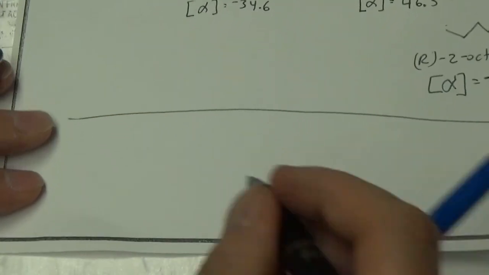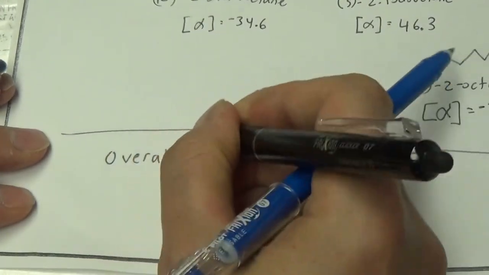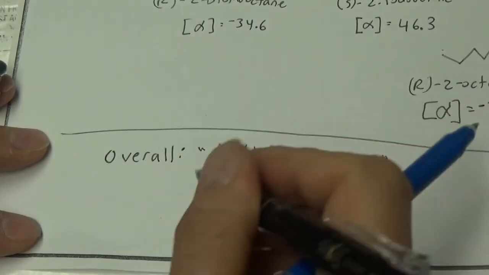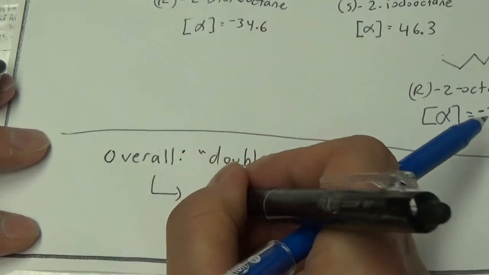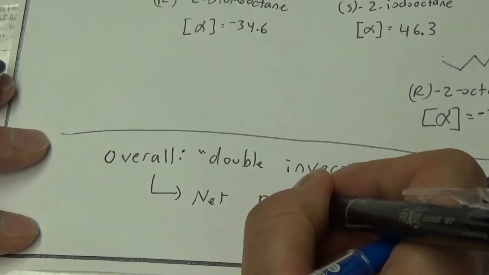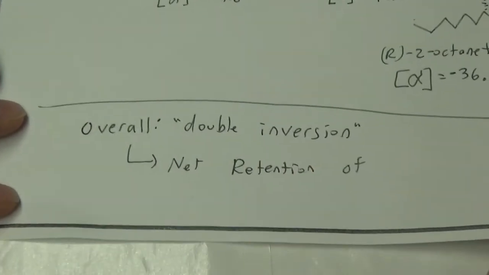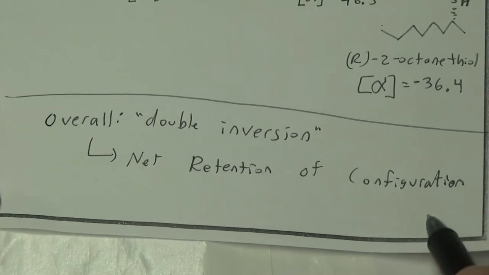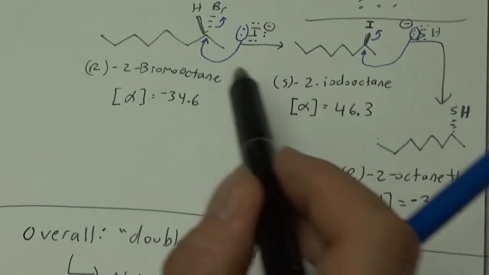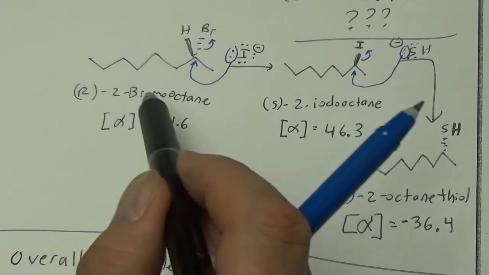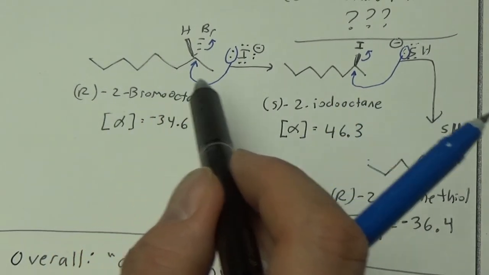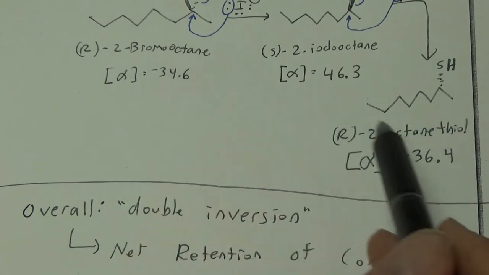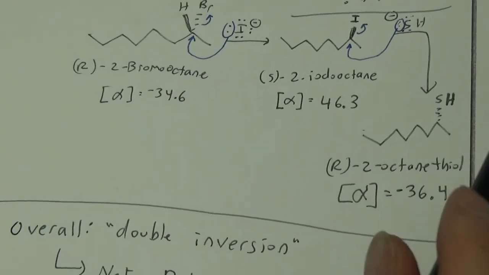There's a name for this. Double inversion. I just said that. Double inversion. And by double inversion, another way to say that is net retention of configuration. Net retention of configuration. What does that mean? That means that I had basically 100% R, like just R-2-bromooctane. It went completely to S and then back to R. And by retention of configuration, I'm trying to say that R gives R after the two-step process.